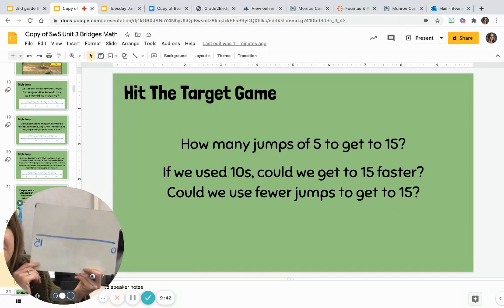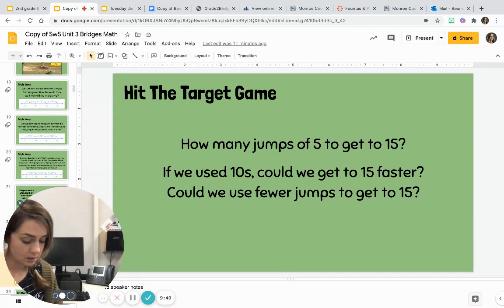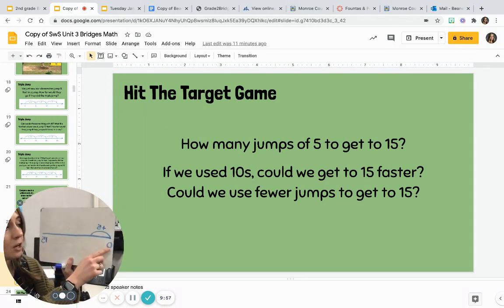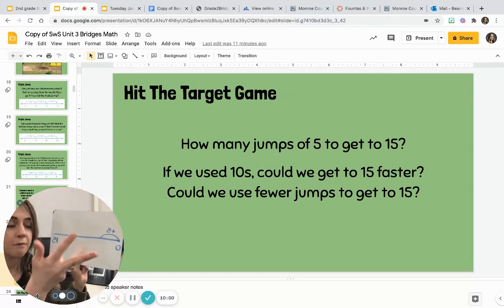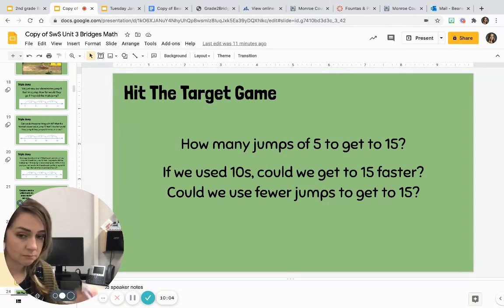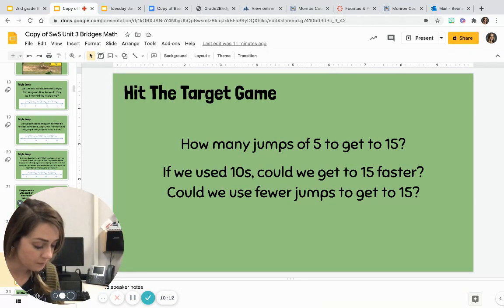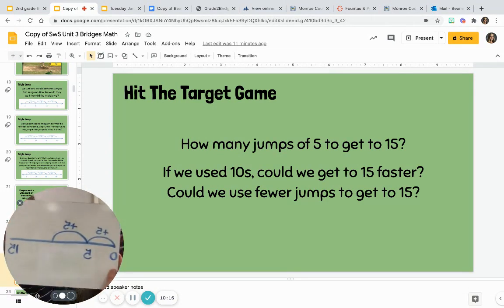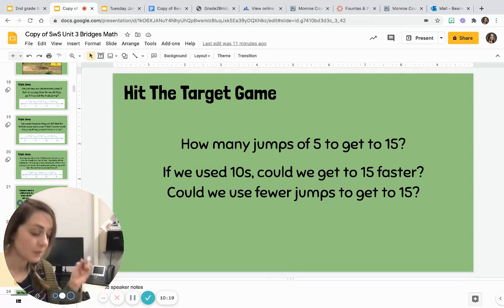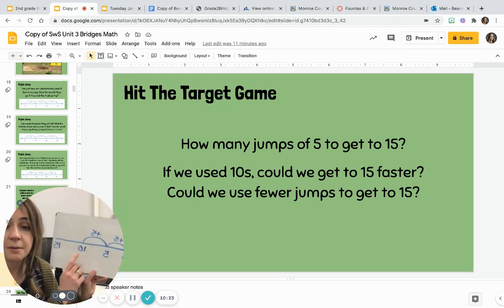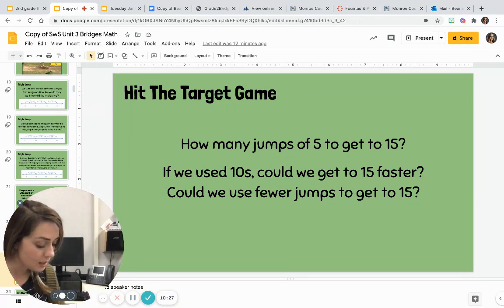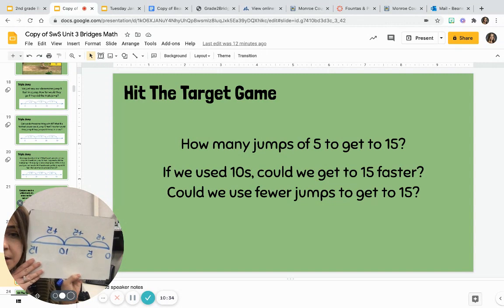Okay, so how many jumps of 5 would we need to do to get to 15? Okay, so here's how it's going to look. I'm trying to figure out how many jumps of 5. So I'm going to write plus 5. So if I go 5 from 0, 1, 2, 3, 4, 5, then I land on 5. But am I to 15 yet? Nope. So I need to do another jump of 5, like this. So what's 5 plus 5? 10. Am I to my target number of 15? Nope. So I need to do one more jump. Am I to my target number? I sure am.